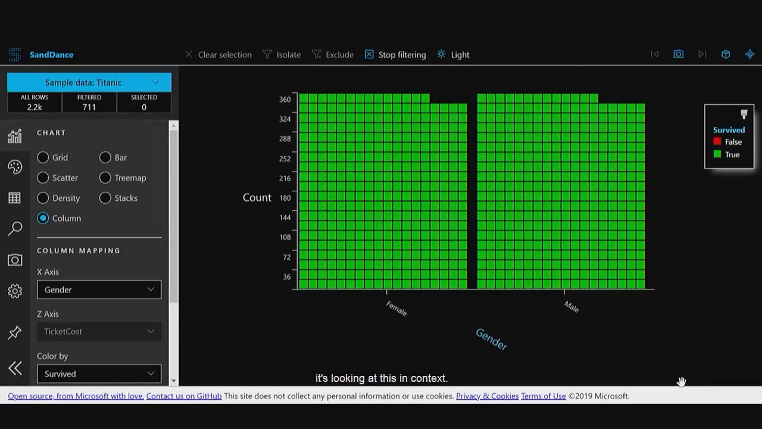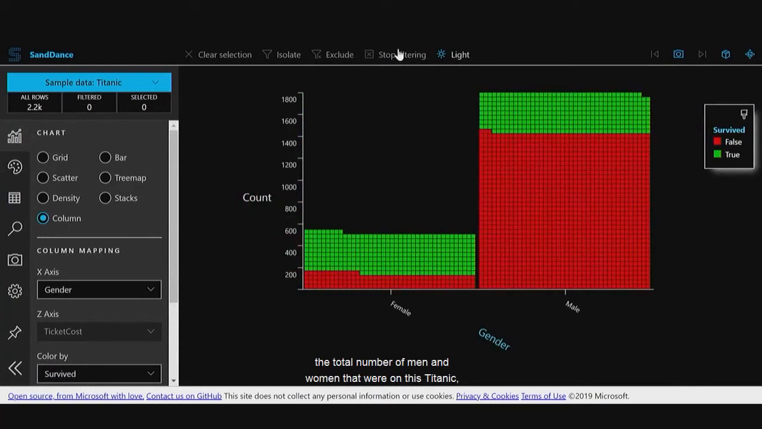So if we stop filtering and look at the total number of men and women that were on the Titanic, you can see that there were many more men. By absolute numbers, the same number survived, but by percentage, men did pretty poorly. But that's not the full story.